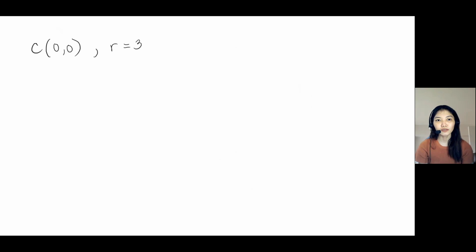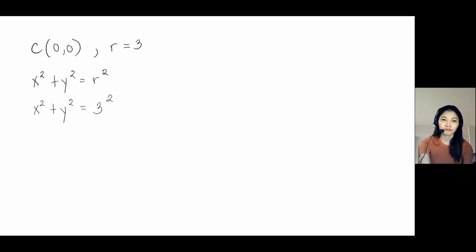So what we are going to do is just substitute the value of r in the given equation. Again, the equation of the circle with the center on the origin is x squared plus y squared is equal to r squared. So just simply substitute the value of r, and that is x squared plus y squared is equal to 3 squared. Simplify, that is x squared plus y squared is equal to 9.